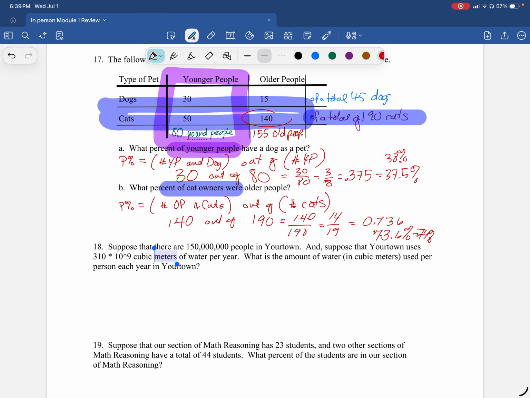Suppose that there are 150 million people in your town, and suppose that your town uses 3 times 10 to the 9 cubic meters of water per year. What is the amount of water per person? So this is per capita. Volume per capita is volume of water, H2O used, divided by population.